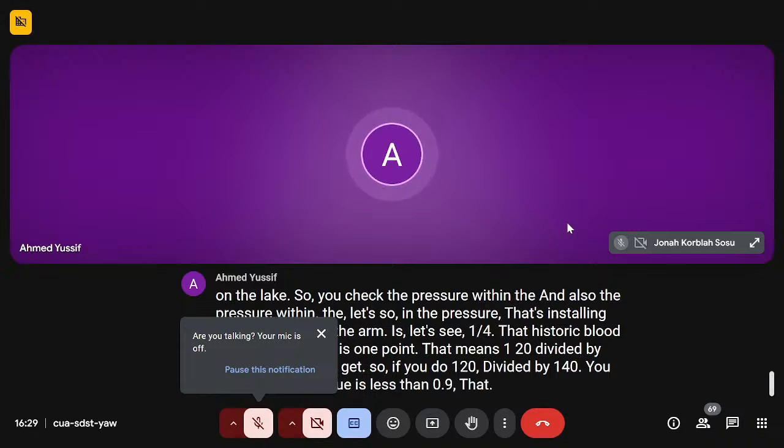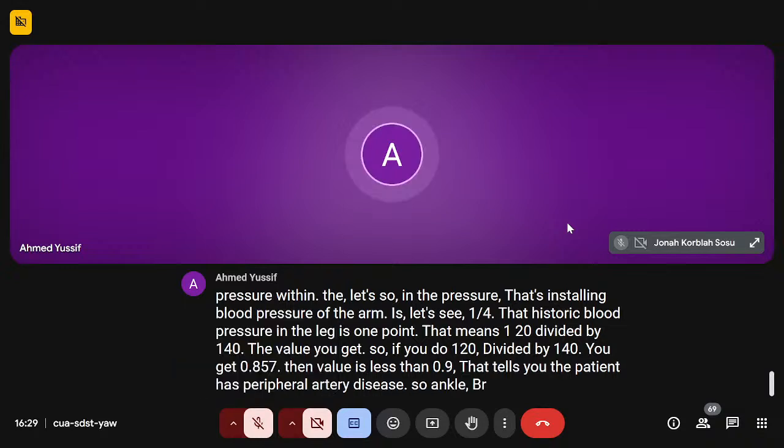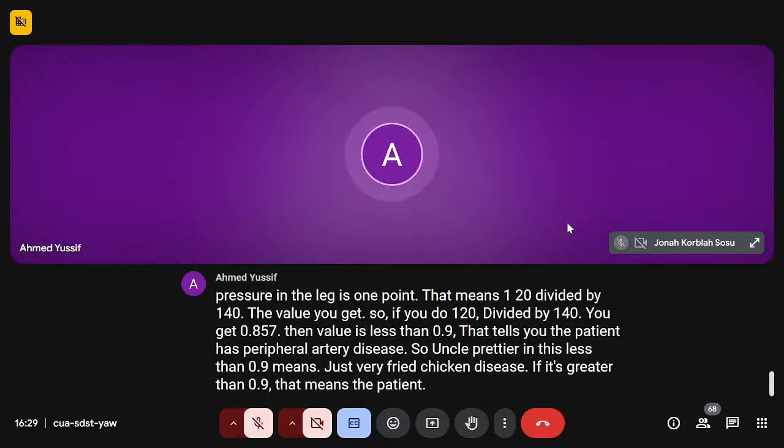That tells you the patient has peripheral artery disease. So ankle brachial index less than 0.9 means the patient has peripheral artery disease. If it's greater than 0.9, that means the patient does not have peripheral artery disease. Any questions?